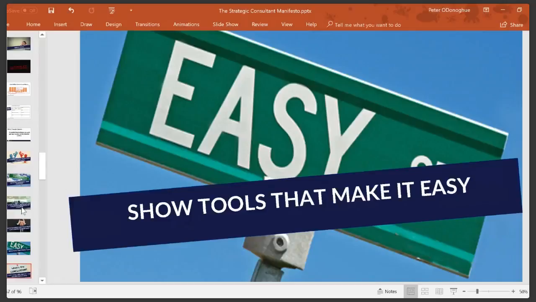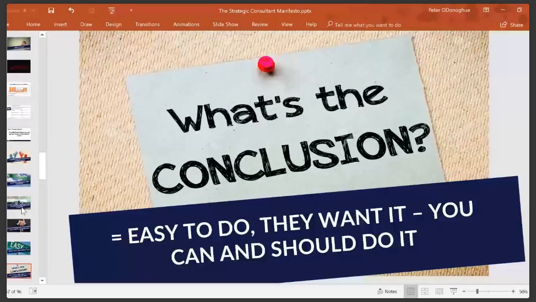So what's the conclusion if I'm going through this belief change process? That actually, it's relatively easy to do. It's going to take some work, but it's relatively easy to do. The senior executives want it, and therefore you can and should do it.